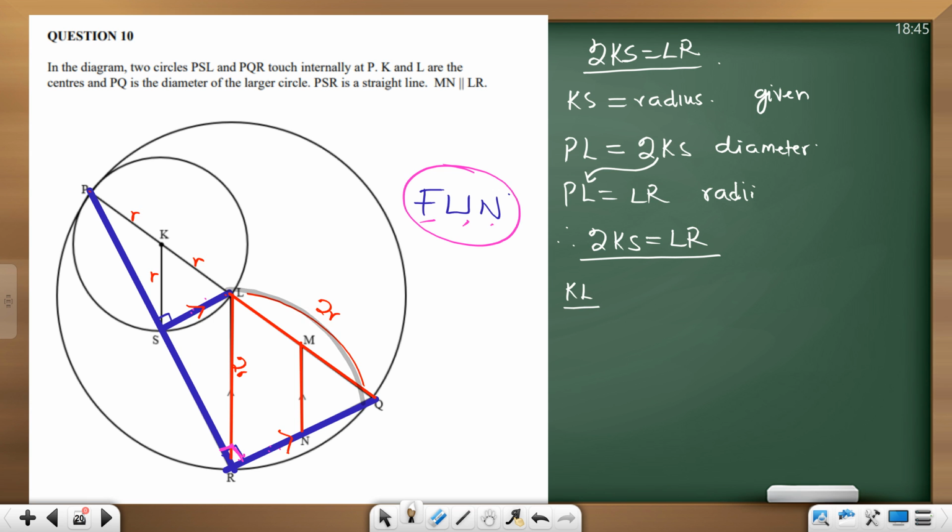KL over what? PQ. That's what we are looking for now. So we know KL is what? Radius. Is that fine? Let's write it because we don't know what the examiner wants to mark. So KL is equal to what? Radius. Now what is PQ? PQ is what? Can I say PQ is 2PL?